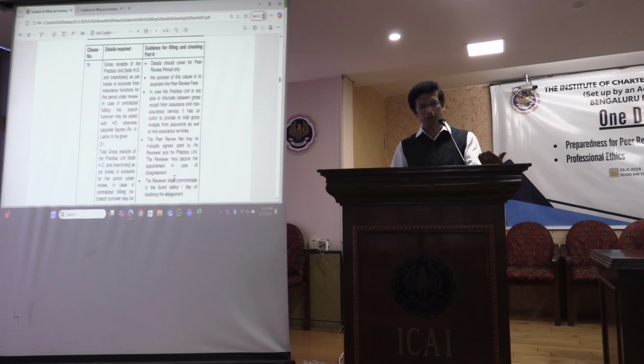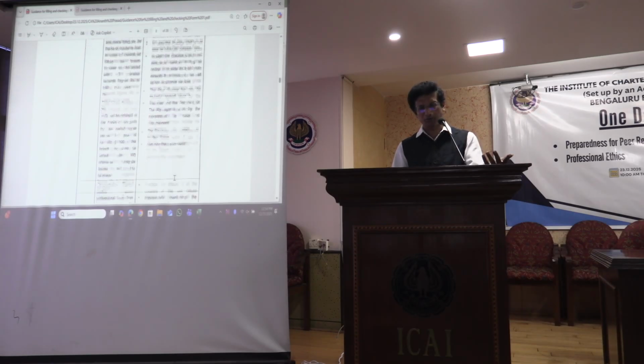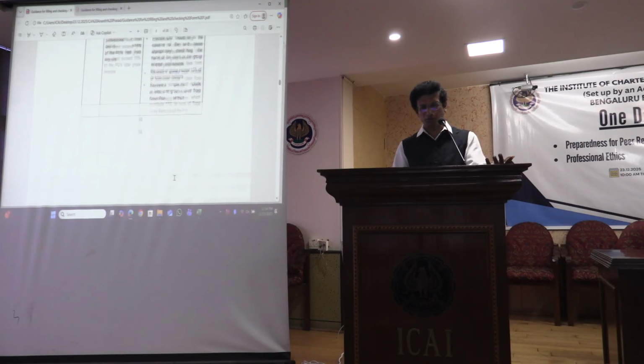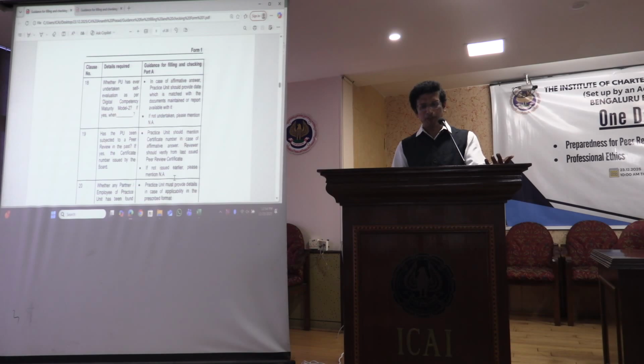Again gross receipts or total receipts, it says what should be included and what should not be included. Then again that 15% I was talking about. This, I think I had put in the slide, even if it's applicable or not applicable, do it. Because one, it will show your self-assessment, where you stand and what you should do. This has a lot of content.